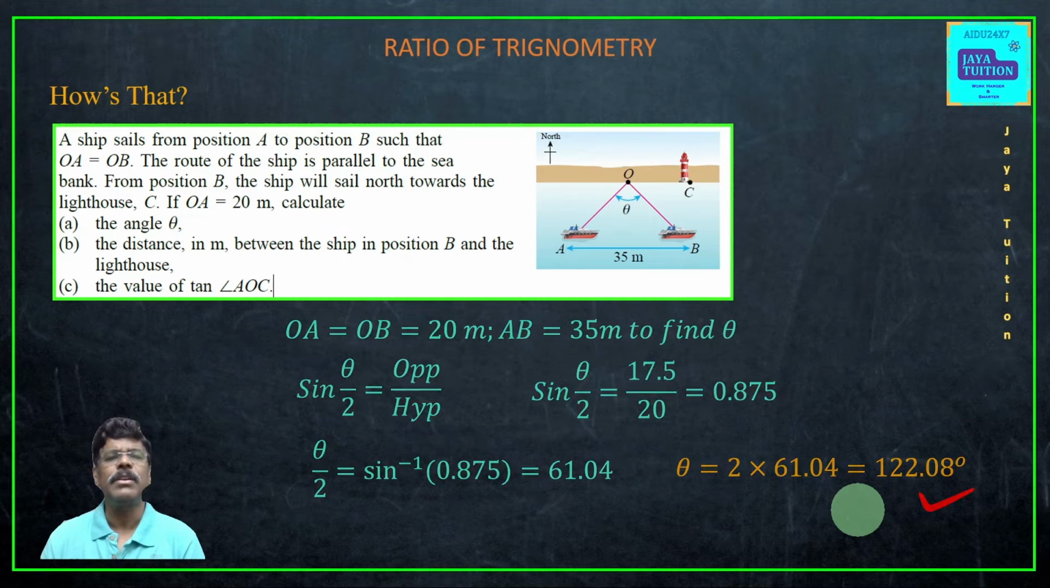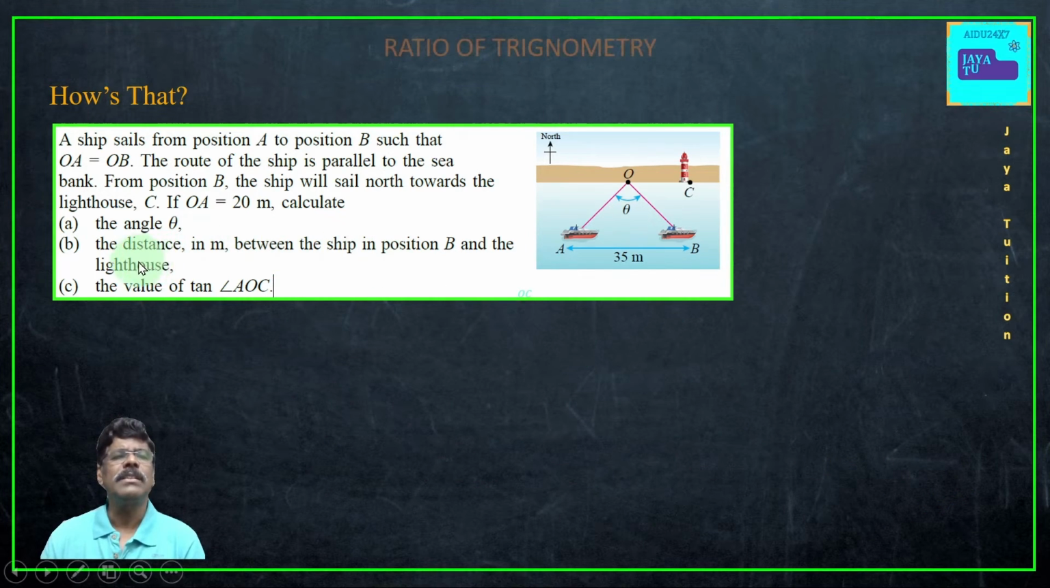Next, let us find the distance in meters between the ship B and the lighthouse. That is BC, which we have to find in this particular case. To find BC, if you draw a line, this angle will still be theta by 2. Sine of theta by 2 is opposite side over hypotenuse, which is of no use. Cos of theta by 2 is adjacent side by hypotenuse, which you can use. Or you can use tan of theta by 2, which is opposite side upon adjacent side. So you can use either cos or tan.